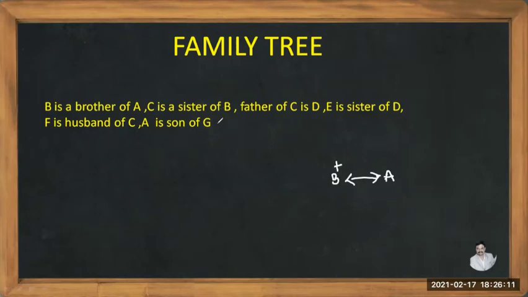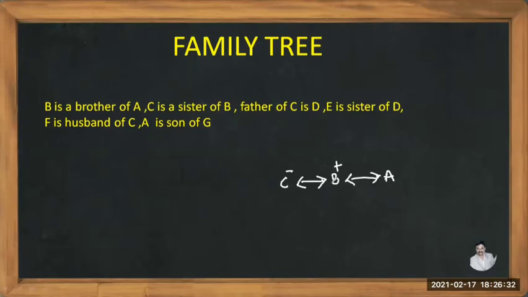And C is the sister of B. So C is the sister of the same brother. Sister-brother relations can be shown by implication. If you want to know all the relations and all the symbols, you can watch the first part of the blood relation. I already uploaded it on YouTube, so you can watch it now.